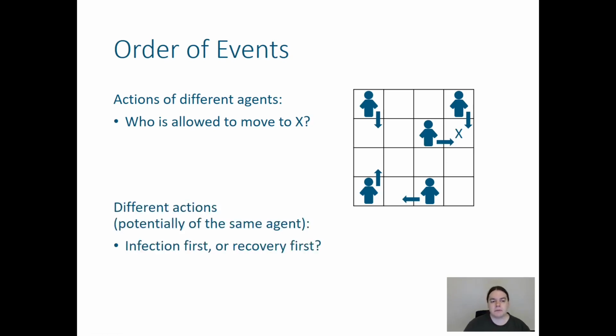The same problem can also occur with different actions, potentially of the same agent. So imagine a model of infectious disease where your loop might be set up in a way that you either always process the infection first or the recovery first. And you might imagine that this has the potential to lead to some bias in your results.